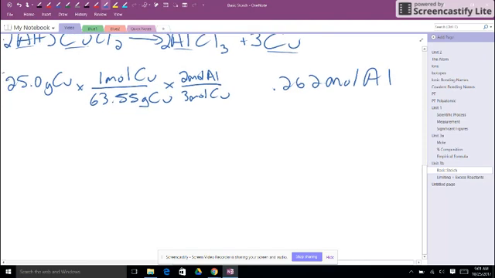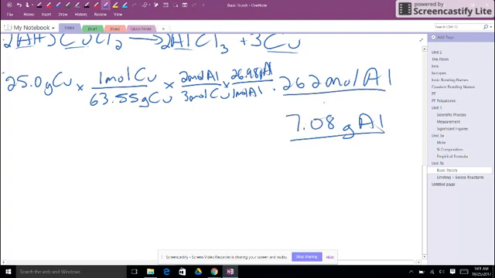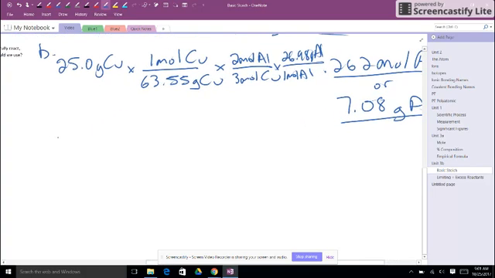But remember, grams is also an amount. Grams is also how much is made. So we could keep on going, and we could say that 1 mole of aluminum is 26.98 grams of aluminum. And we could also answer 7.08 grams of aluminum. And for this problem, if this was a short answer, both of these would be valid answers, if you really are thinking about what an amount is.